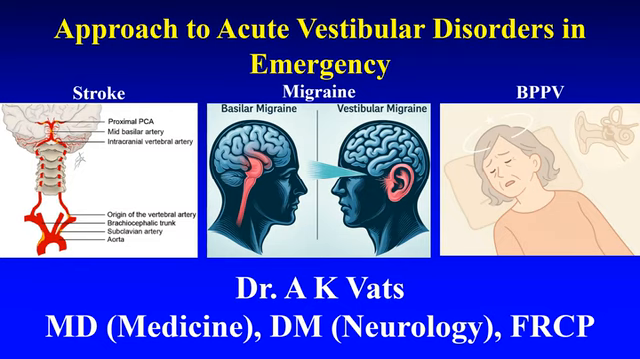The first four sections are approach, and the fifth section is basically the HINTS examination to differentiate acute stroke from vestibular neuritis. That is particularly in the hyperacute stage, when the patient is eligible for thrombolysis or mechanical thrombectomy, etc. Number one, dissection of the symptom vertigo.